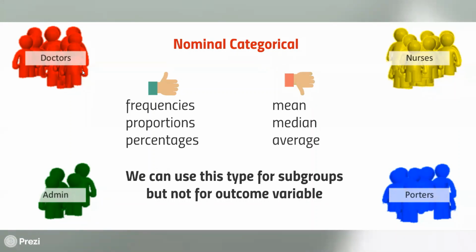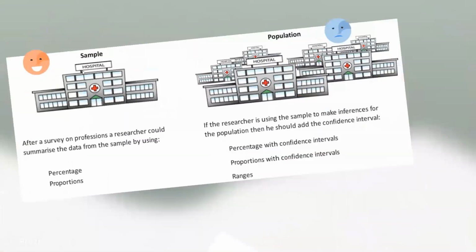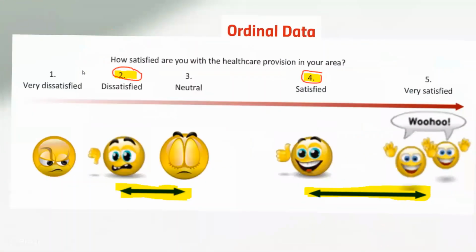I did say that I can move from a higher level to a lower level. I have here four types, and I can move to dichotomous. How? I will count nurses and doctors as health workers, and everything else as non-health workers. So I can move back, but I can't move forward. And what comes after that?